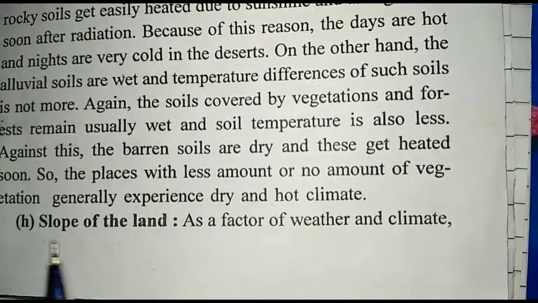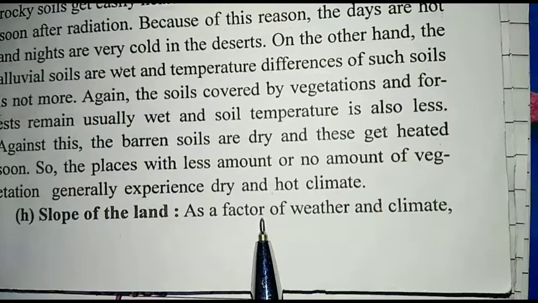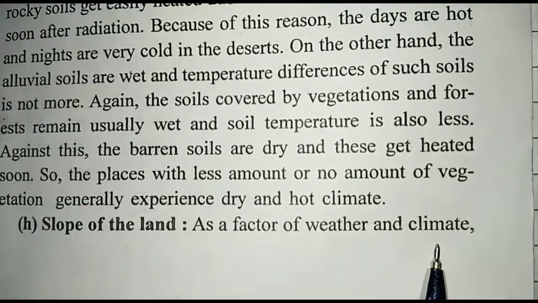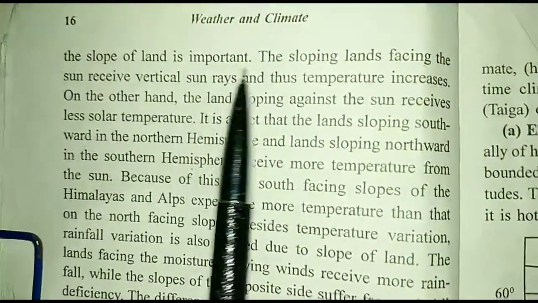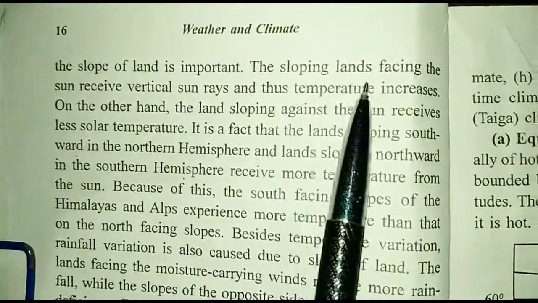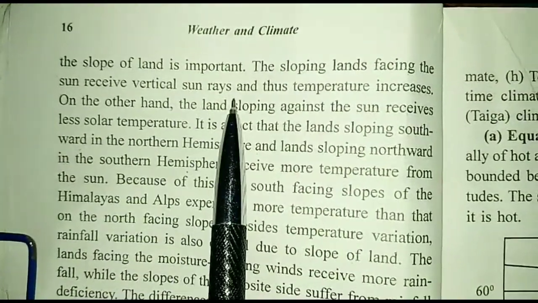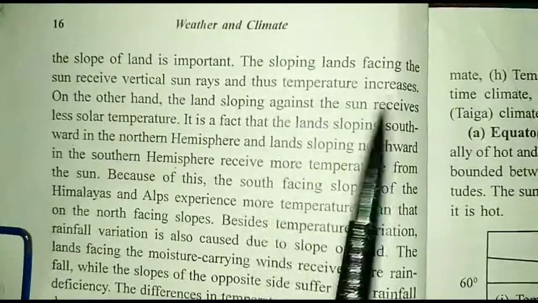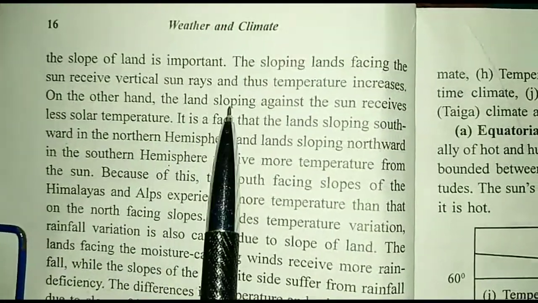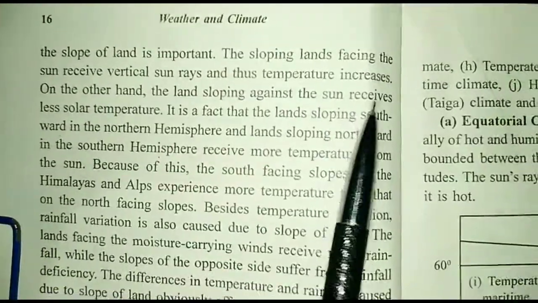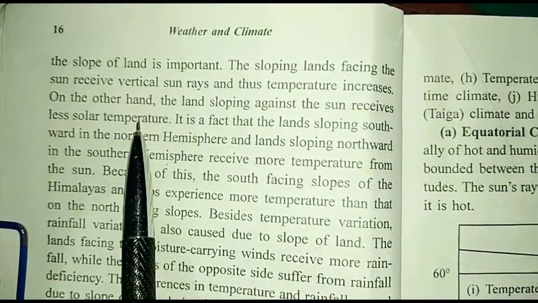The next factor is slope of the land. As a factor of weather and climate, the slope of land is important. The sloping lands facing the sun receive vertical sun rays and thus temperature increases. On the other hand, the land sloping against the sun receive less solar temperature.